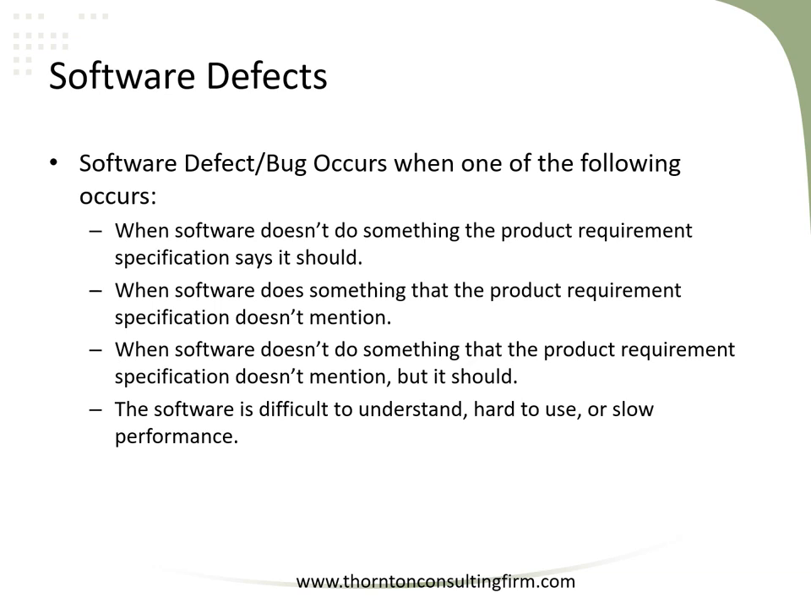So what are defects? Software defects, sometimes called bugs, occur when one of the following occurs. When software doesn't do something the product requirement specification states that it should. It is also when software does something that the product requirement specification doesn't mention. It is also when software doesn't do something that the product requirement specification doesn't mention, but it should. And then finally, a defect is also when the software is difficult to understand, hard to use, or slow to perform.